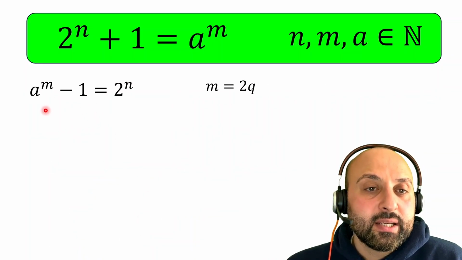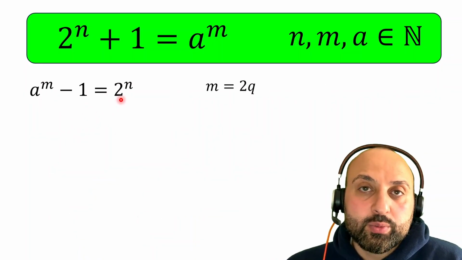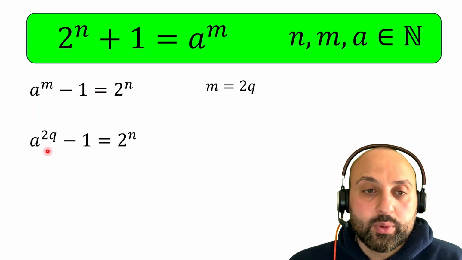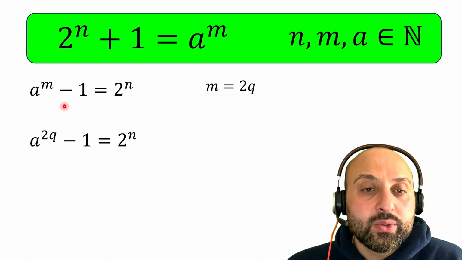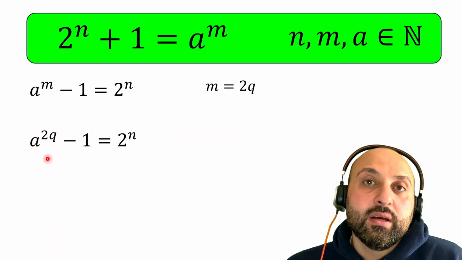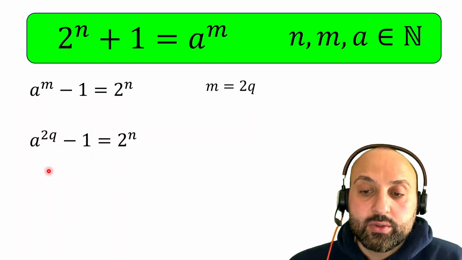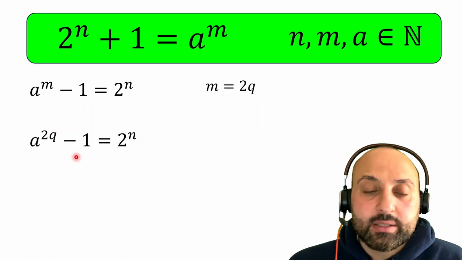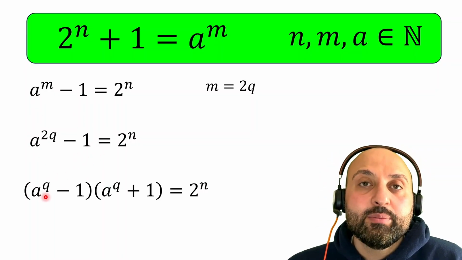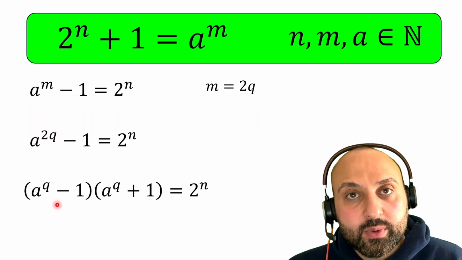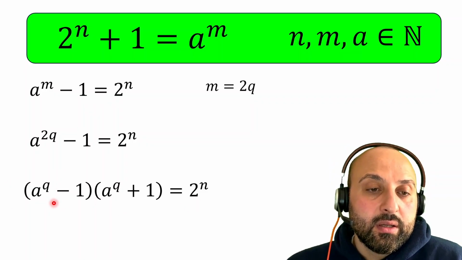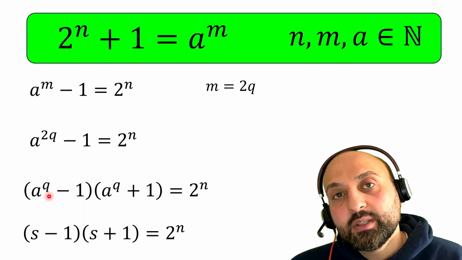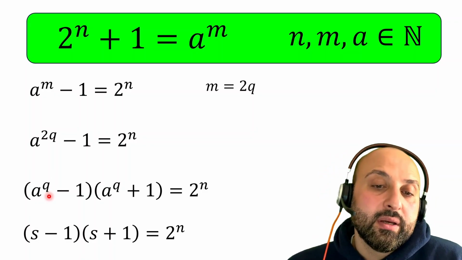So we look at the exercise again: a^m - 1 = 2^n. In this case we know that m is equal to 2q, so I can put it there. Now I can use the other algebraic identity to decompose this: a^2 - 1 = (a - 1)(a + 1). Applying that, it becomes (a^q - 1)(a^q + 1) = 2^n. Let's call a^q equal to s. That means (s - 1)(s + 1) = 2^n.